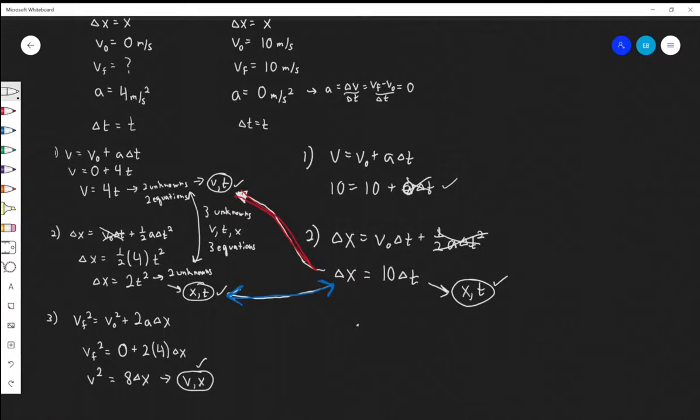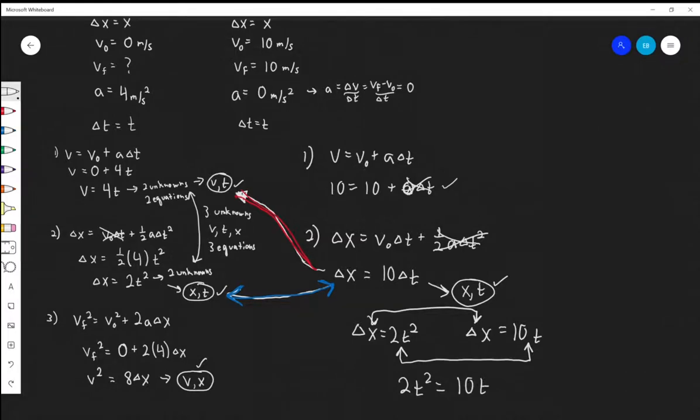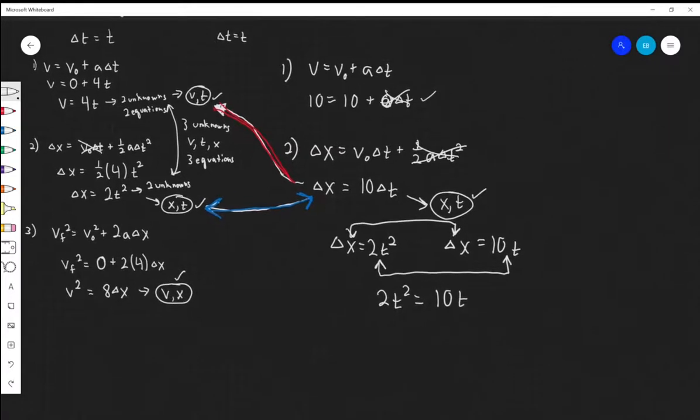I have from the cheetah, change in x equals 2 times t squared. And from the Gazelle, I also know change in x equals 10 times t. These are both equal to x, right? So this is an x and this is an x. So if these x's are the same, then this other side of the equation must be the same. So I know that 2t squared is equal to 10 times t. And now I can do some algebra. I can solve and I can find what the change in time is.